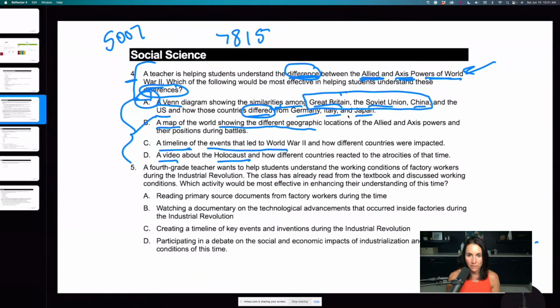C, a timeline of the events that led to World War II. That's not what we're talking about here. We're talking about the difference between Allied and Axis powers. Very specific. They have different ideologies. They have different philosophies. They have different desires and goals. So that's out. A timeline's not going to show you that. And then a video about the Holocaust and how different countries reacted to the atrocities. This is kind of unrelated as well, because it's not really connected to the difference between the Allied and the Axis powers. And so that's why A is going to be our answer there.